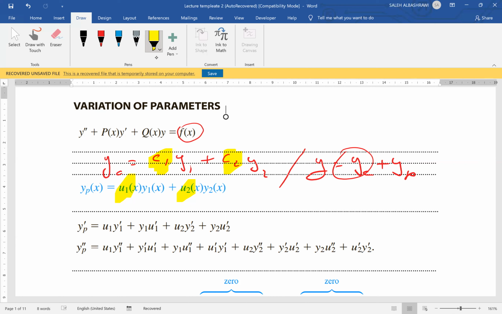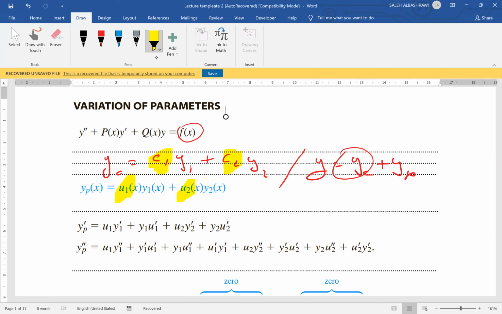Since we have two unknowns, or two functions to be found, we have to construct two equations. Two variables need two equations to solve. And for this one, we are going to assume that y1 u1 prime plus y2 u2 prime equal to 0. And the second equation is y1 prime u1 prime plus y2 prime u2 prime equal to f of x. So we have a system of equations.